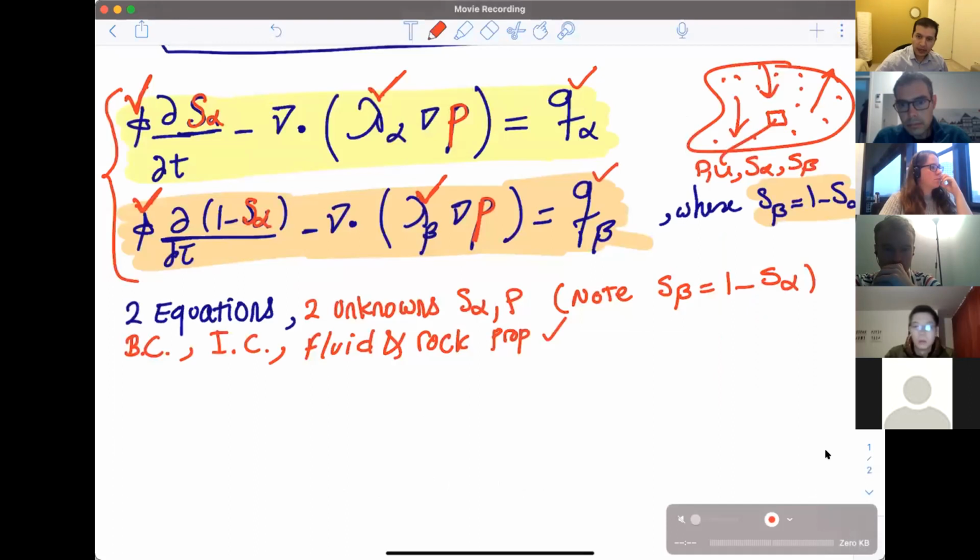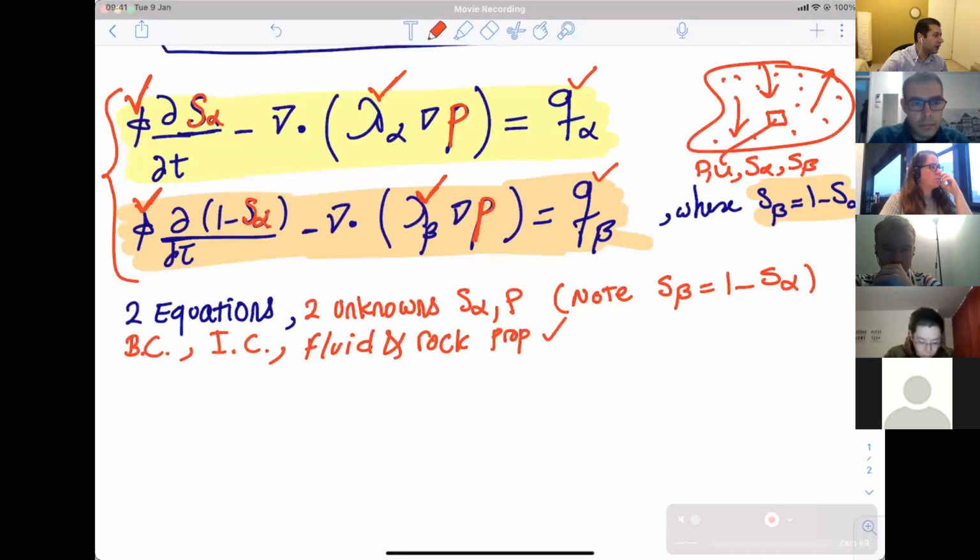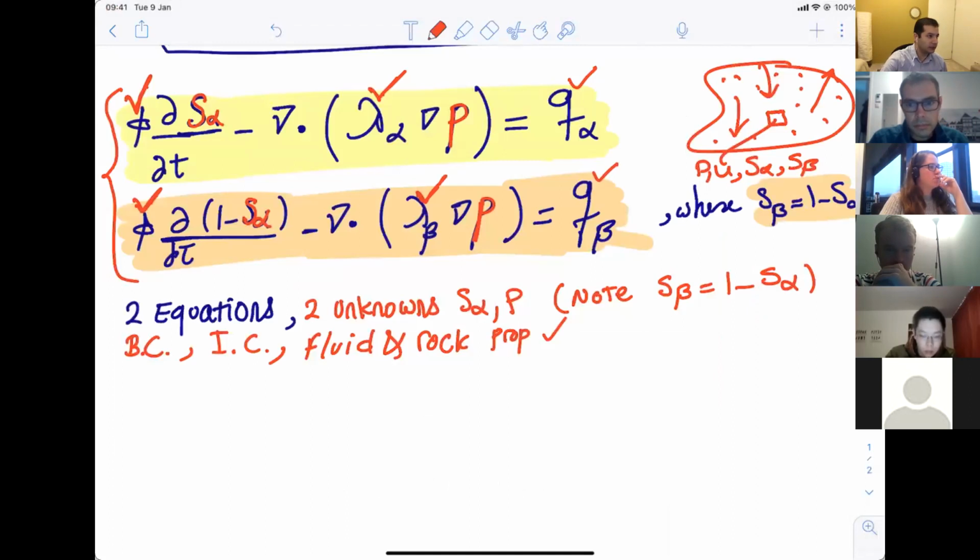Okay. Now I have a two-phase flow system. And I know that for that, I have two unknowns, pressure and saturation, to solve for. Now, naturally, one would ask himself or herself, why wouldn't we just discretize these two equations together?